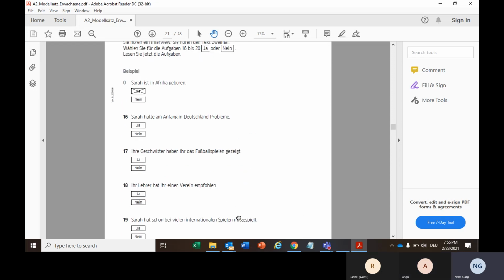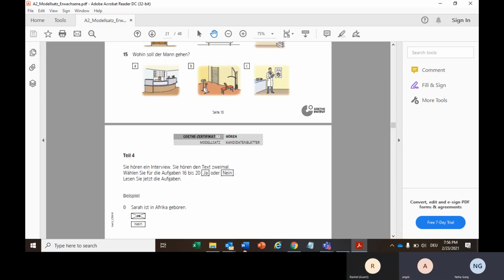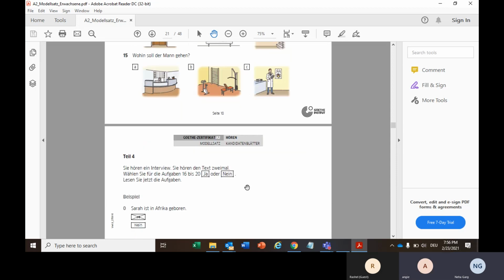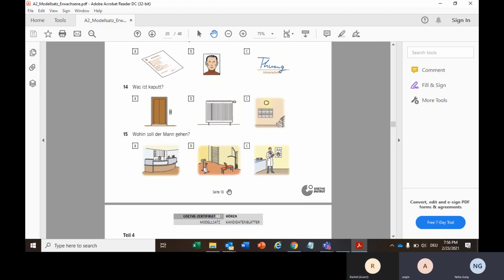Okay, so now out of 20, tell me how many were correct for each one of you. Please calculate quickly and tell me how many points you've got out of 20. I got 12 only. Okay, no problem. Maybe 15. 15.